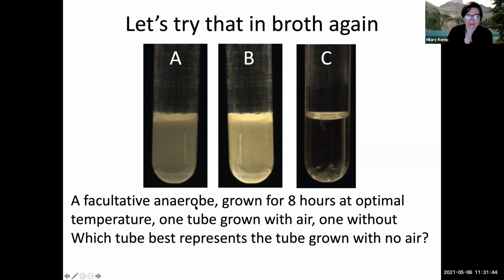A facultative anaerobe now, so just one species, but it's inoculated into two different tubes and grown for 8 hours at its favorite temperature. Just one of those tubes was grown in air and one was grown without air. Which of these tubes represents the tube that was grown with no air?